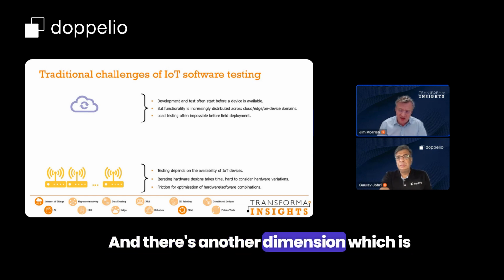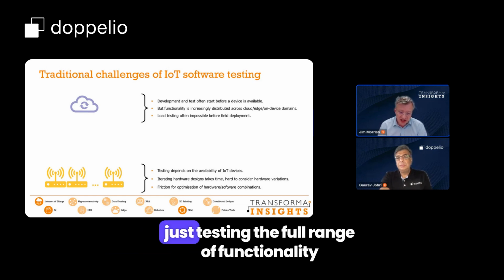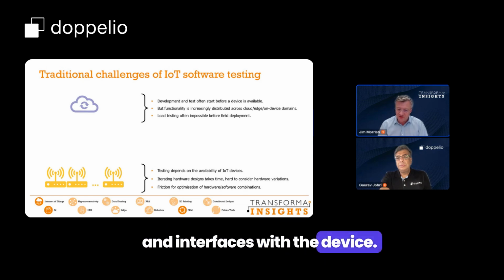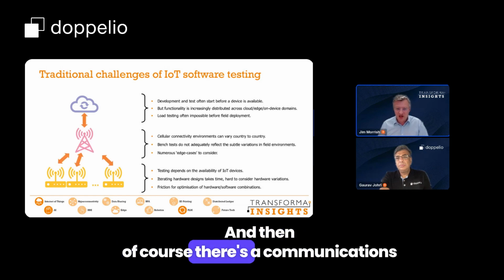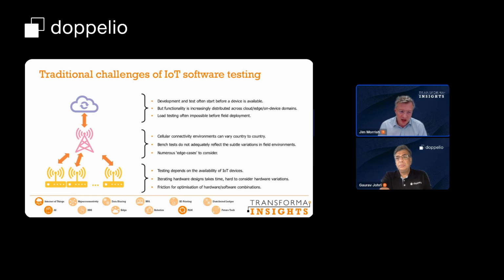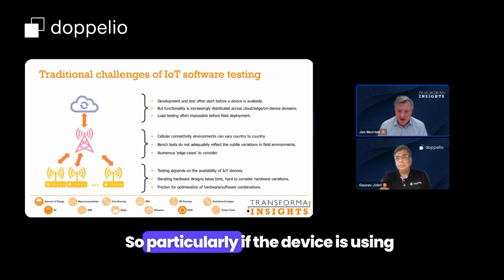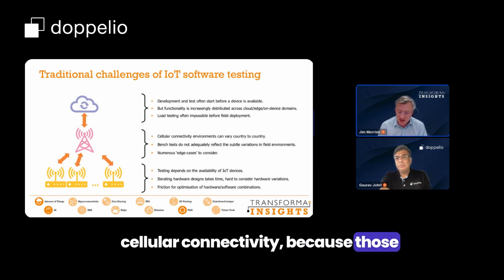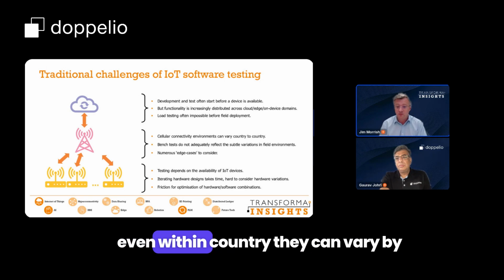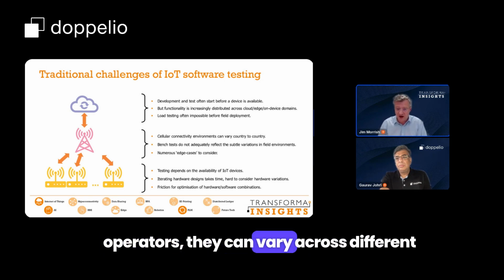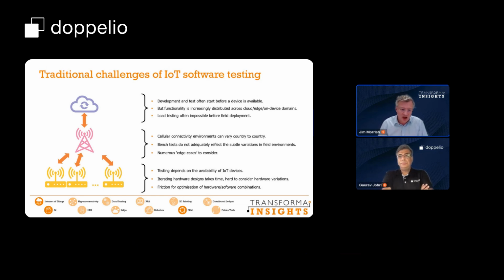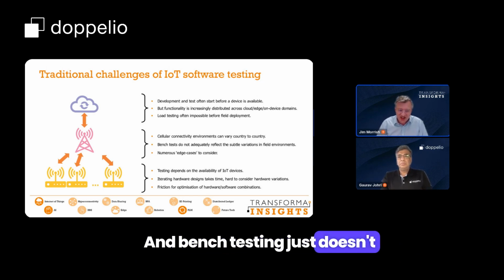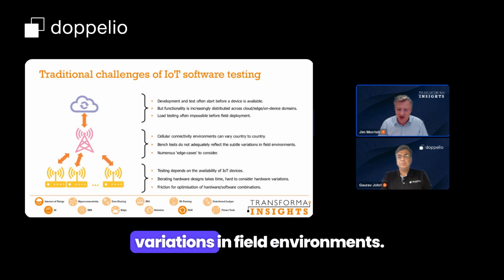And there's another dimension, which is just testing the full range of functionality and interfaces with the device. So you can only go so far in testing without the physical devices. And then, of course, there's a communications layer to factor in there. Particularly if the device is using cellular connectivity, because those environments can vary country to country, and even within country, they can vary by operators. They can vary across different generations of communication technology that the same operator is offering. And bench testing just doesn't adequately reflect these subtle variations in field environments.